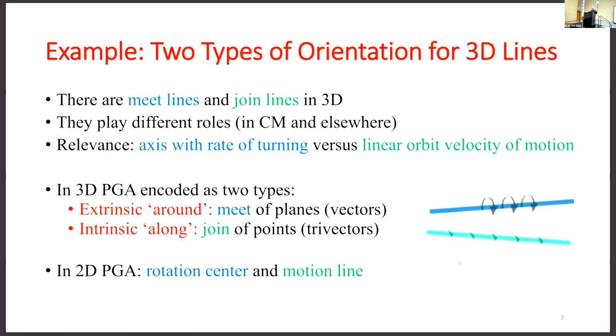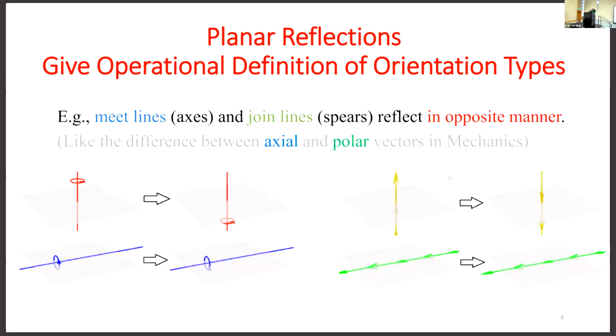So there are two types of lines in 3D, these meet lines and these join lines, and we really want them both. I think I showed that this morning. And in 2D PGA, one of them becomes a rotation center because it's the meet of two lines in 2D, which are hyperplanes. But the motion line remains in any dimension, a line a point moves along, so it always remains something that we would now describe as a dual bivector. How would you distinguish these things?